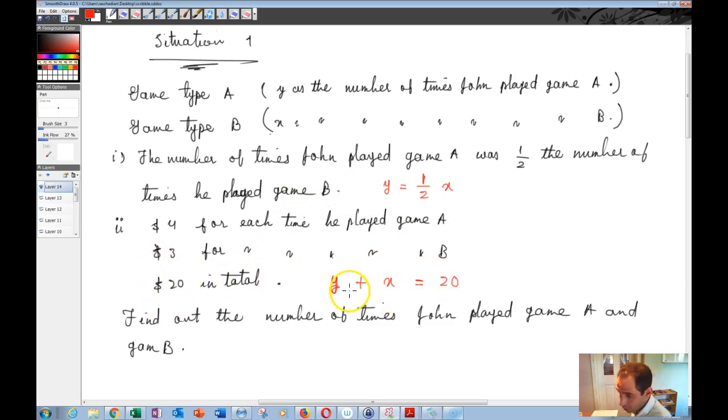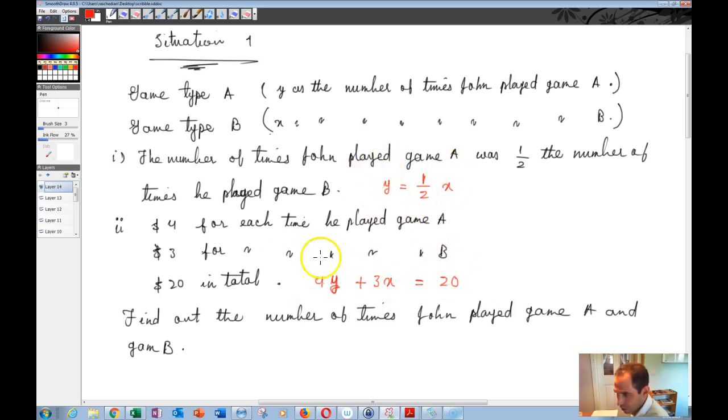Okay. And moreover, each time that he played game A, he had to pay $4. So game A was taken as Y, so I write this as 4Y, meaning that if you play game A one time, that would be Y is equal to 1, then 1 times 4 is equal to $4. 2 times would be $8, and so on and so forth. And each time he played game B, he had to pay $3. So game B was denoted by X, so 3X. So that would be 4Y plus 3X is equal to 20.